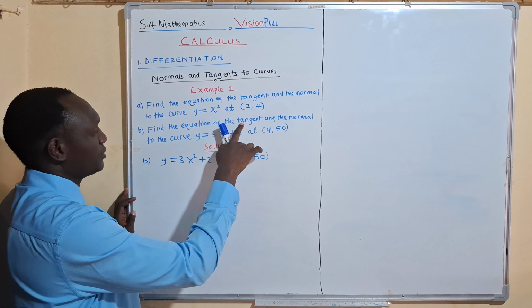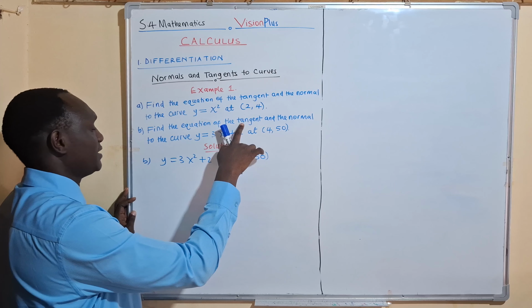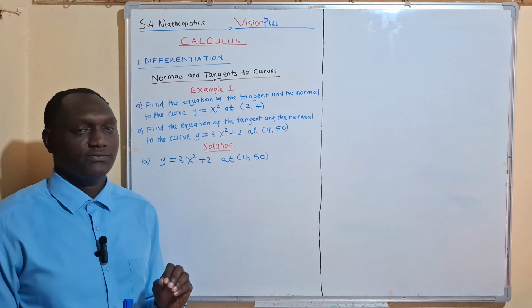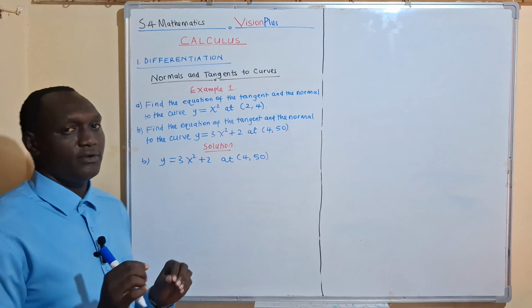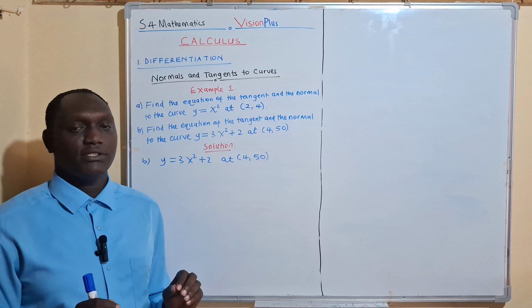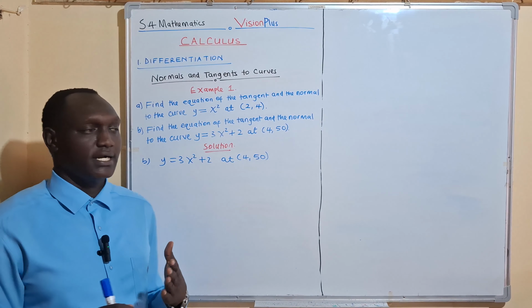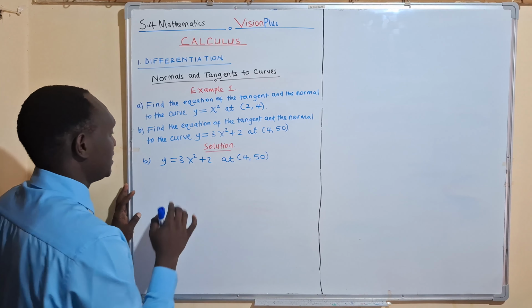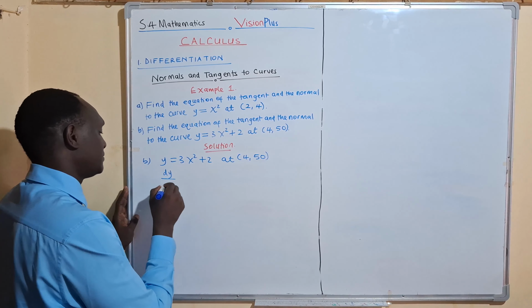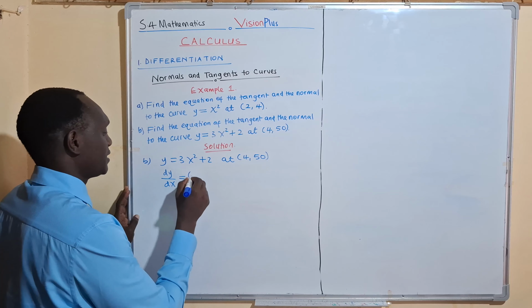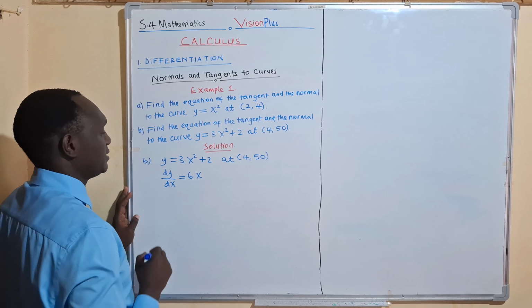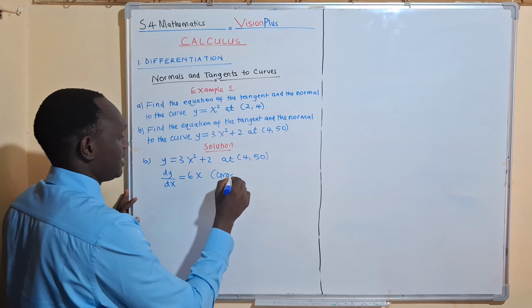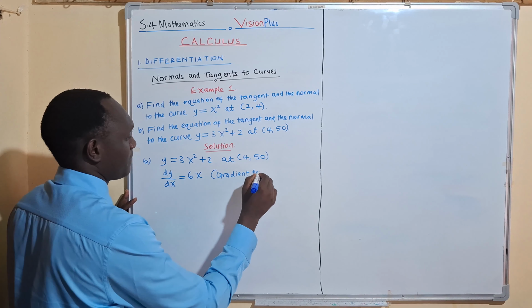For us to find the equation of the tangent, we need the gradient of the tangent. For us to get the gradient of the tangent, we need the gradient of the curve at this point. And also, to get the gradient of the curve at that point, we need the gradient function of the curve. So let us get the gradient function of the curve. That means we need to differentiate the curve. Therefore, dy/dx equals 6x, simply 6x. This is the gradient function of the curve.